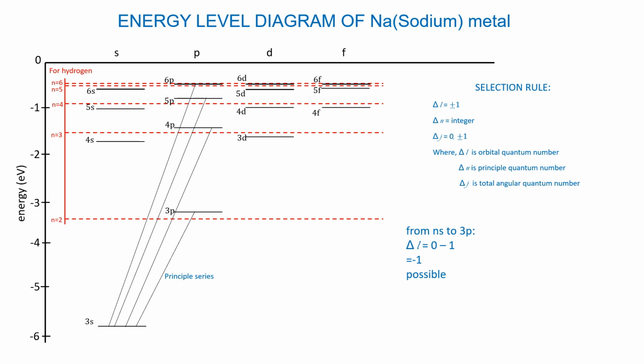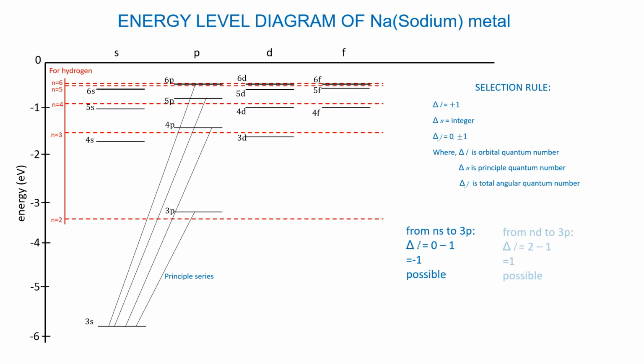We know that delta L, the orbital quantum number for s is 0 and the orbital quantum number for p is 1, that means 0 minus 1 equals -1. So it follows the first criterion, so it's possible for an electron to transit from ns orbital to 3p orbital.